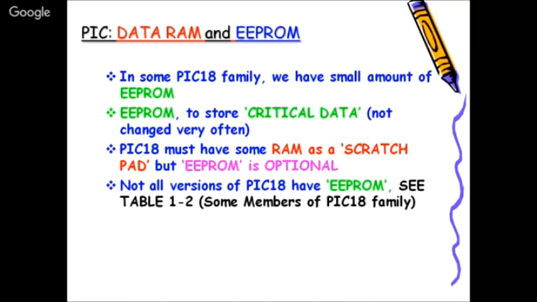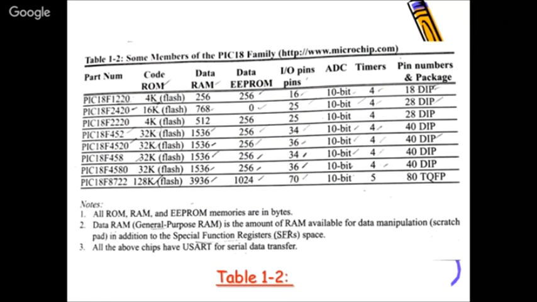Okay, PIC 18 must have some RAM as a scratch pad. Okay, but E square PROM is optional. ये तो optional है, and it has a specific functionality. Not all versions of PIC 18 have E square PROM. ठीक है, सभी में E square PROM होना जरूरी नहीं है, लेकिन फ्लैश तो सब में होगा ही। ठीक है, ROM मेमोरी सब में होगा. That is compulsory. Okay, और E square PROM is a luxury kind of thing.